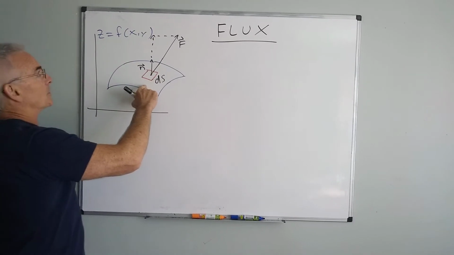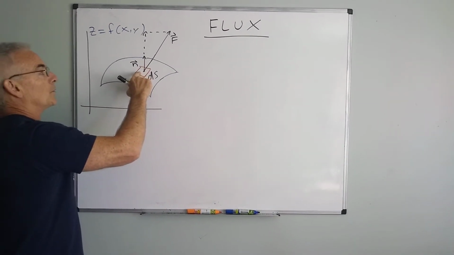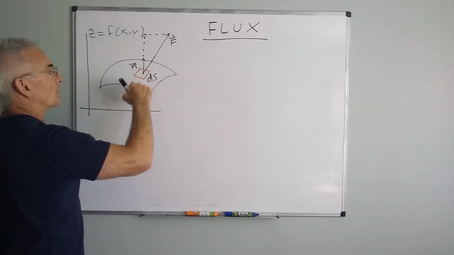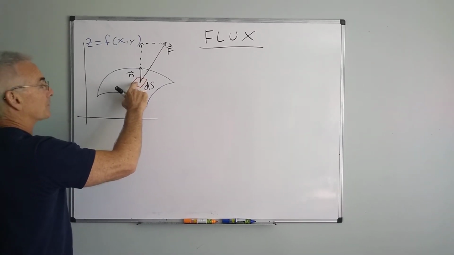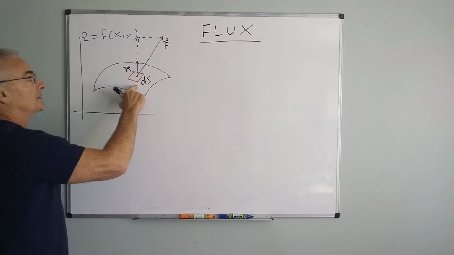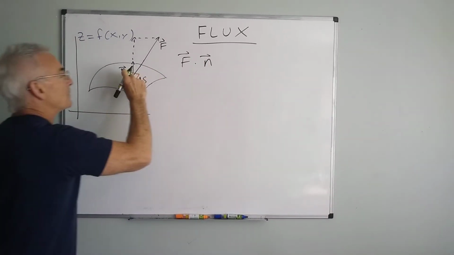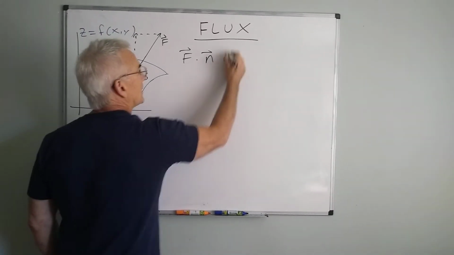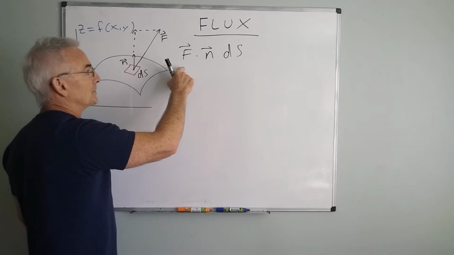So if this is my surface, z equals f of x, y, and n is the unit normal to the surface, then the fluid can be passing in any particular direction. So if I want to map the amount of fluid that's flowing through the surface at any particular place, I would find f dot n, that would be this amount here. If I did it over dS, then this would represent the amount of fluid passing through per unit of time.